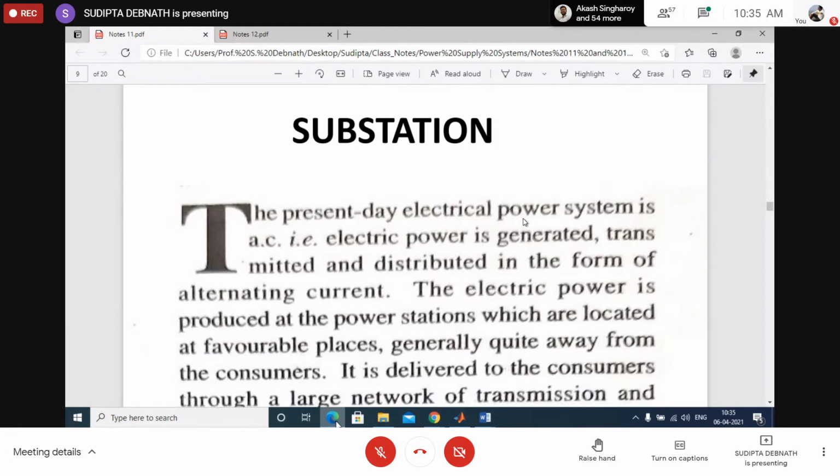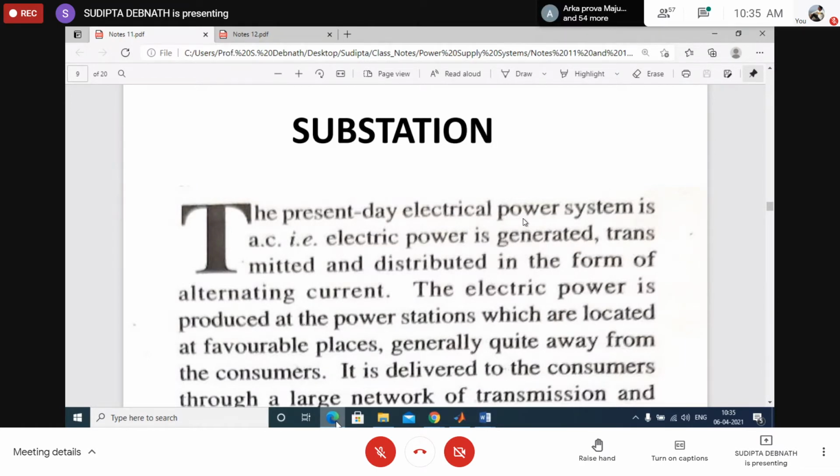The most common work or objective of the substation is to step up or step down the voltage. So a transformer is a must element or must equipment in a substation. In most of the substations, because the major function of the substation is to step up or step down the voltage.